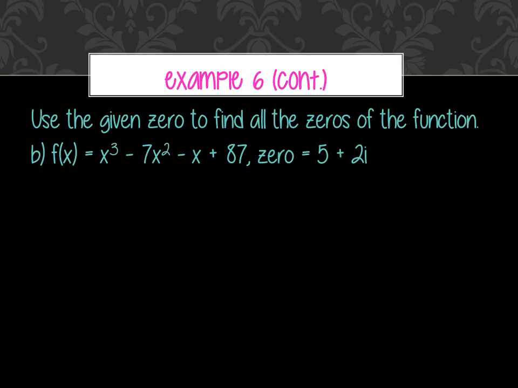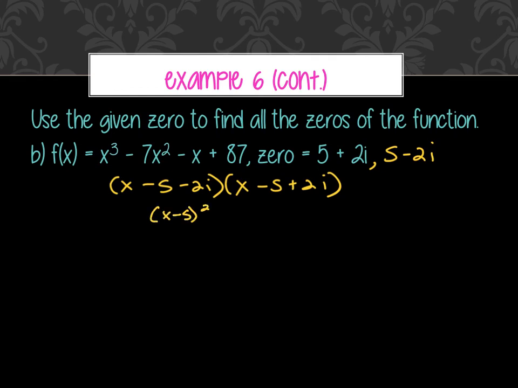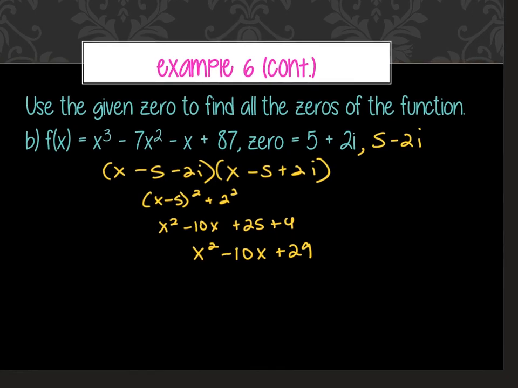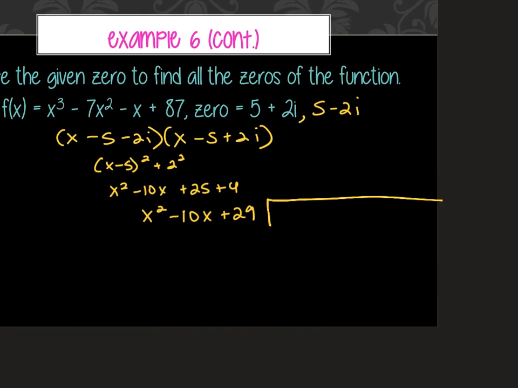Same set of instructions, same type of function, except the 0 is 5 plus 2i, which means your additional 0 is what? 5 minus 2i. So my factors are x minus 5 minus 2i and x minus 5 plus 2i. So this is the longer shortcut. You could still use the shortcut here, which is x minus 5 squared plus b squared, which is 2 squared. And then that goes on the outside.